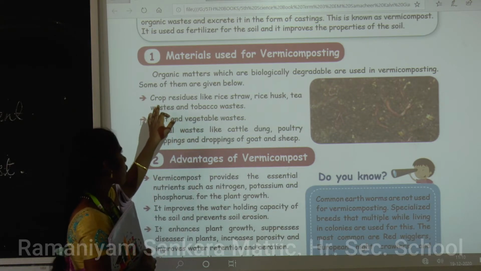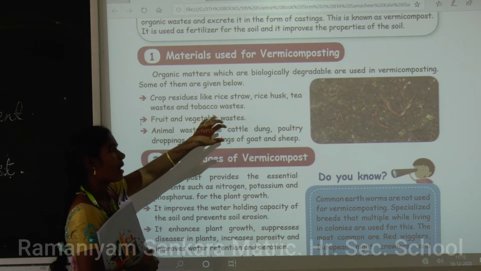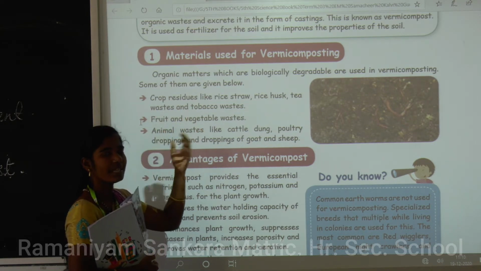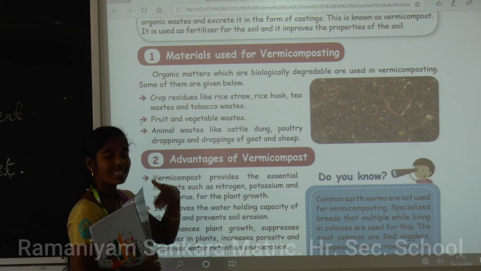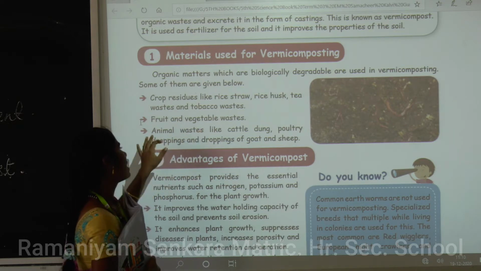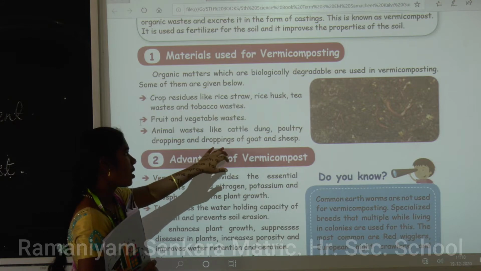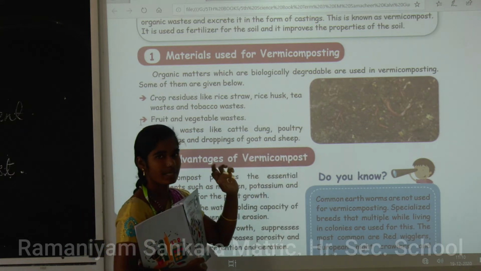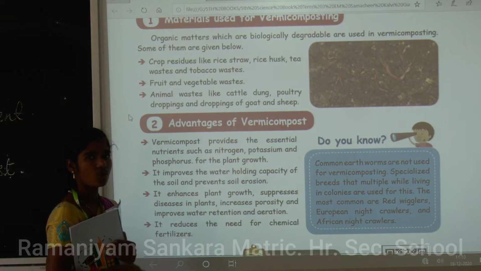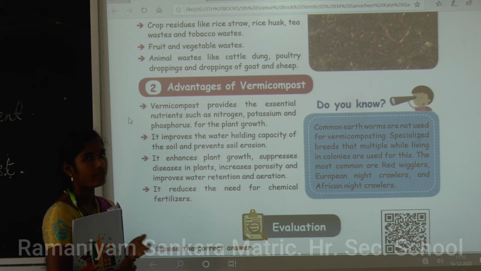Okay, first crop residues like rice straw, rice husk, tea waste and tobacco waste. Okay, இதெல்லாம் we can use for the vermicomposting, ஏன்னா it decomposes easily, சீக்கிரமா மக்க கூடியது. Fruit and vegetable waste, animal waste like cattle dung, poultry droppings and droppings of goat and sheep. Okay, animal waste அது எல்லாமே we can use for the vermicomposting. So மண்புழுவை வச்சு இது எல்லாத்தையும் we can change into a great fertilizer.